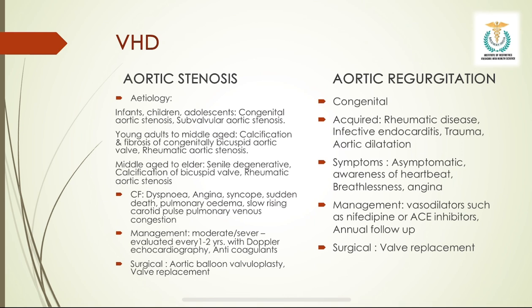Coming to the aortic stenosis etiology: infants, children, and adolescents have congenital aortic stenosis because of subvalvular aortic stenosis. In young to middle-aged adults, calcification and fibrosis of a congenitally bicuspid aortic valve or rheumatic aortic stenosis can lead to aortic stenosis. And in middle-aged to elderly, senile degenerative calcification of a bicuspid valve or rheumatic aortic stenosis can also lead to aortic stenosis.